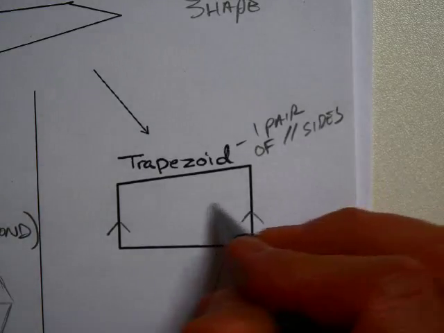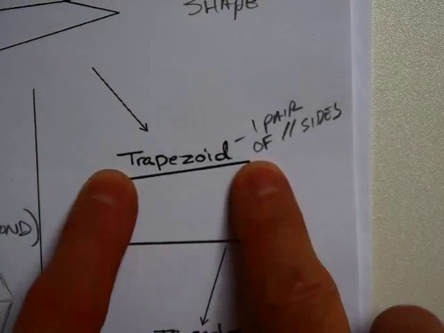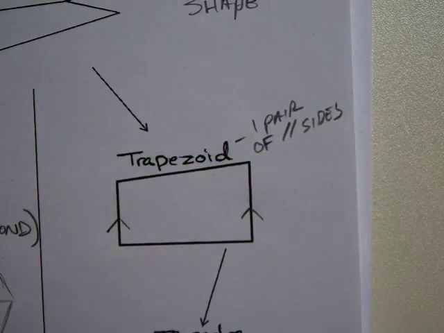Other than that, there's really nothing else to say about a trapezoid. It has 1 pair of parallel sides. The diagonals don't do anything special. They can be kind of funky. The angles can be funky. There can be all sorts of things going on with the angles. The parallel sides could be here, or they could be here. It just depends on how it's drawn.